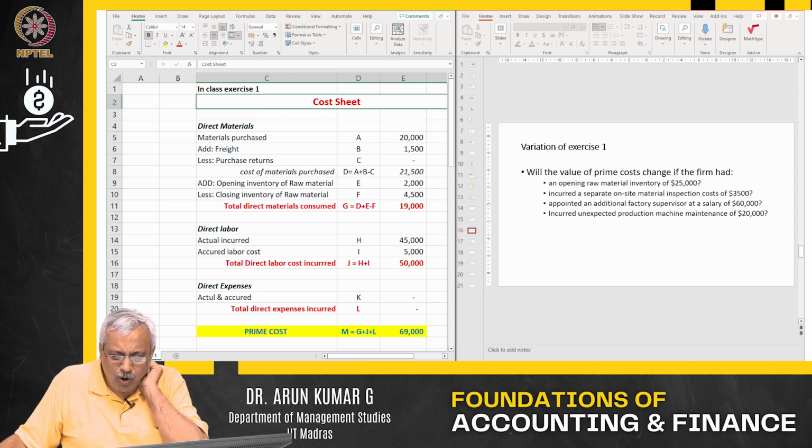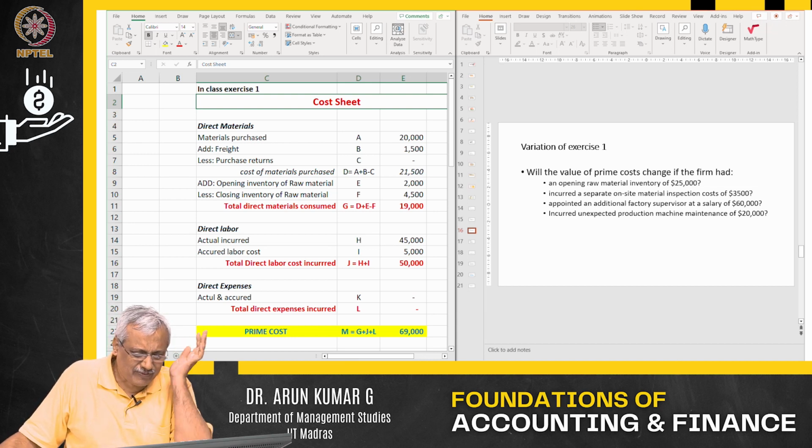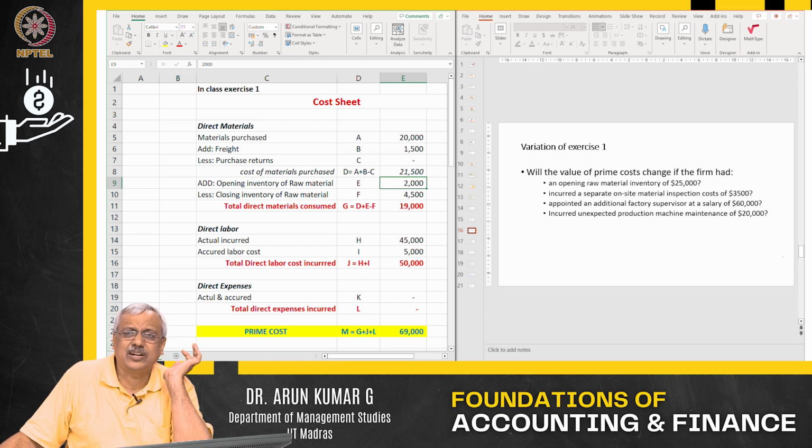Now I will say opening raw material inventory is 25,000. Yes, this will impact the prime cost. Why will it impact the prime cost? Because opening raw material was initially 2,000. Now if I make it 25,000, you can actually see the prime cost moves to about 92,000. The prime cost changes.